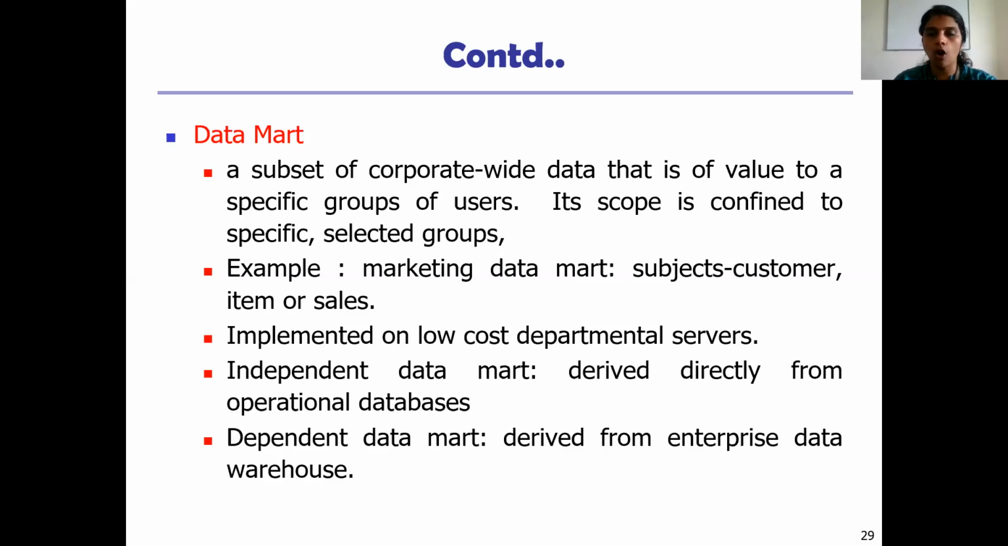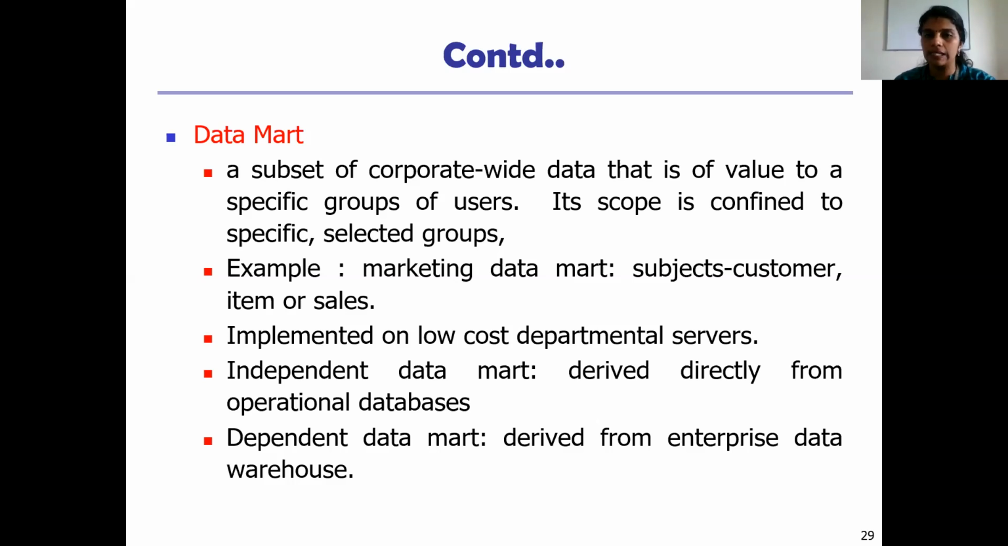Earlier I told you, if you have a college with a central data store containing all the information about the employees, the students, the curriculum, and the admissions, everything stored in a single data store becomes an enterprise warehouse. But a subset of the enterprise warehouse, which contains information on specific subjects which is of value to a specific group of users, is called a data mart. So its usage or scope is confined to a specific selected group of users.